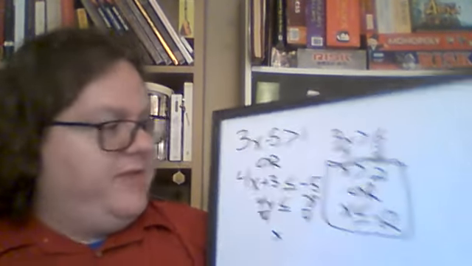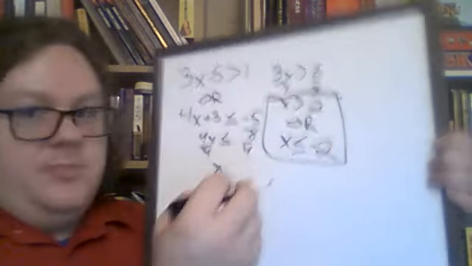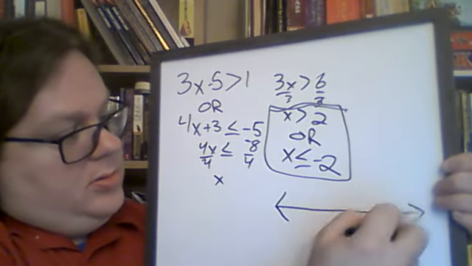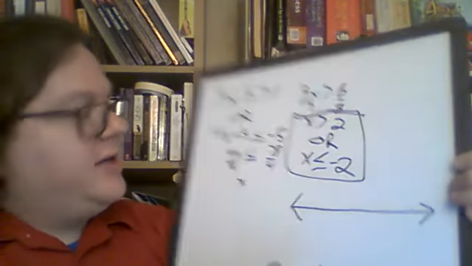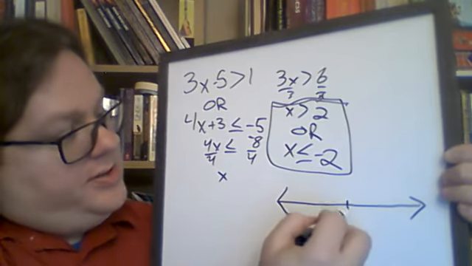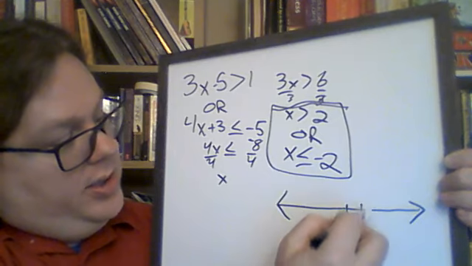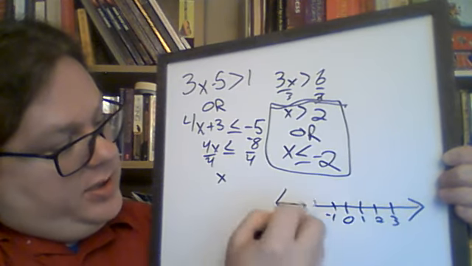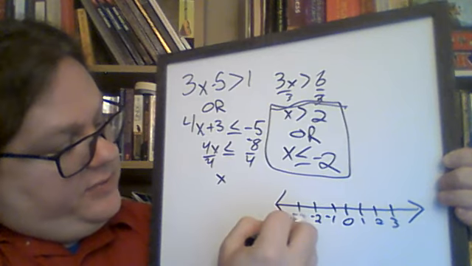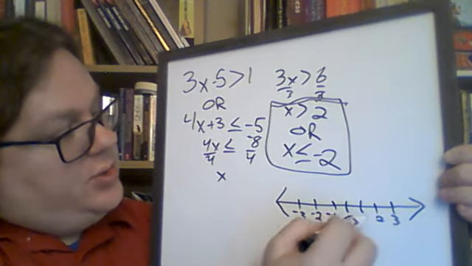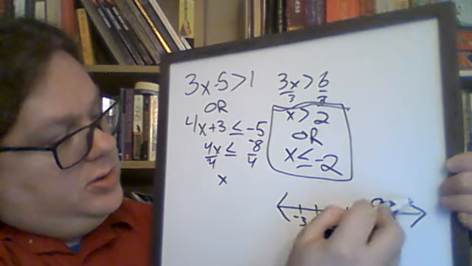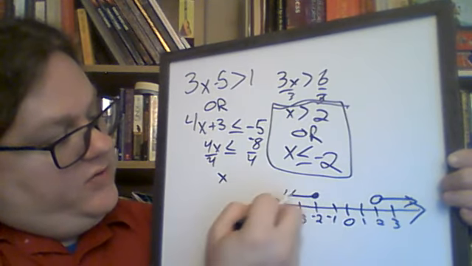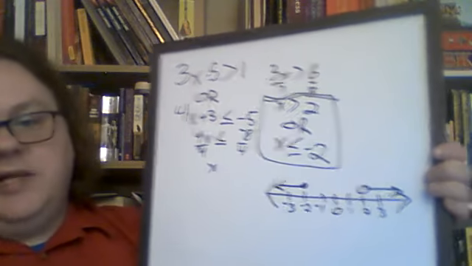And when you graph that, oh look, I'm perfect. 0, 1, 2, 3, -1, -2, -3. x is greater than 2, or less than or equal to -2. And that's what that one looks like.